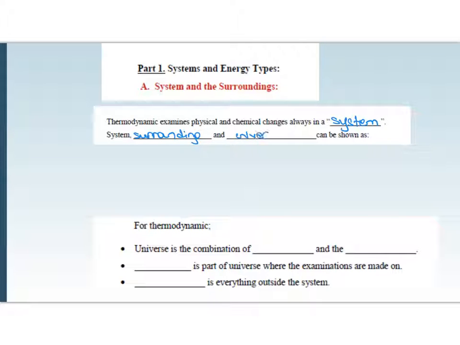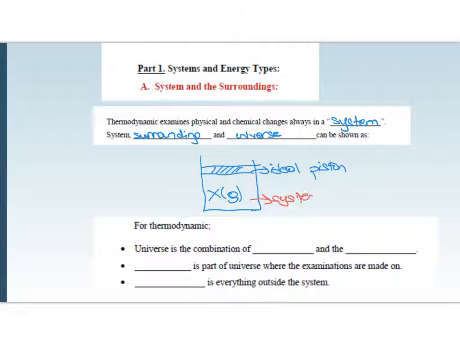and universe can be shown as, for example, you have a closed container with a piston here. This is the ideal piston. Now remember, the ideal piston means it has no friction and its mass is not encountered. In fact, this is a piston not existing. And you have an X gas in it. So this is going to be our system. We're going to examine the behavior of the X gas particles, molecules, whatever it is.